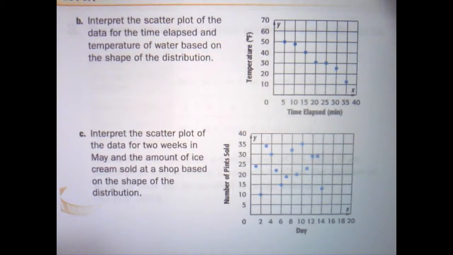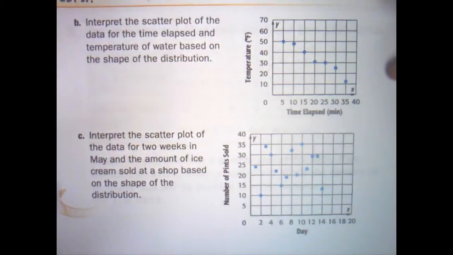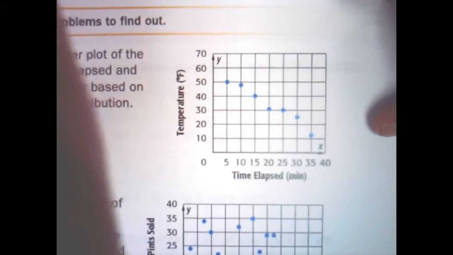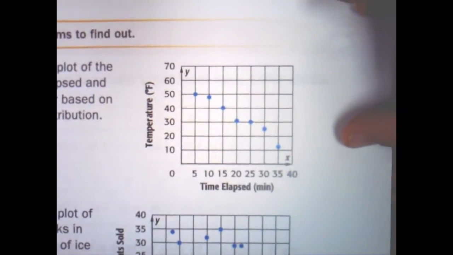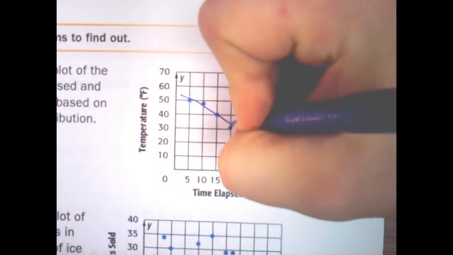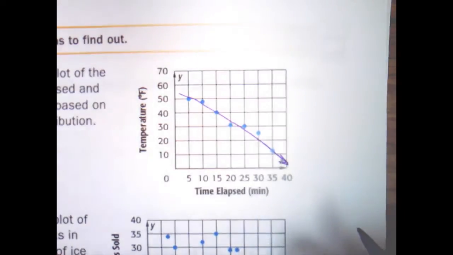Okay, we should be back from trying B and C. Let's take a look at B. It says interpret the scatter plot of the data for the time elapsed and temperature of water based on the shape of the distribution. So here it looks like we have some water that is cooling down. Okay, this to me is a linear association. It follows a pretty straight path down.